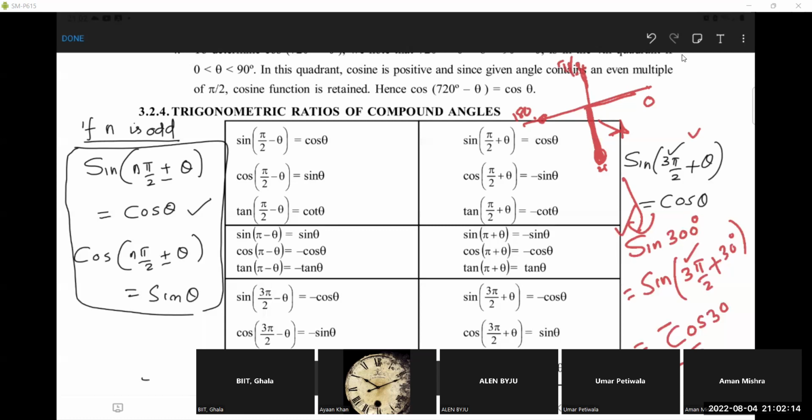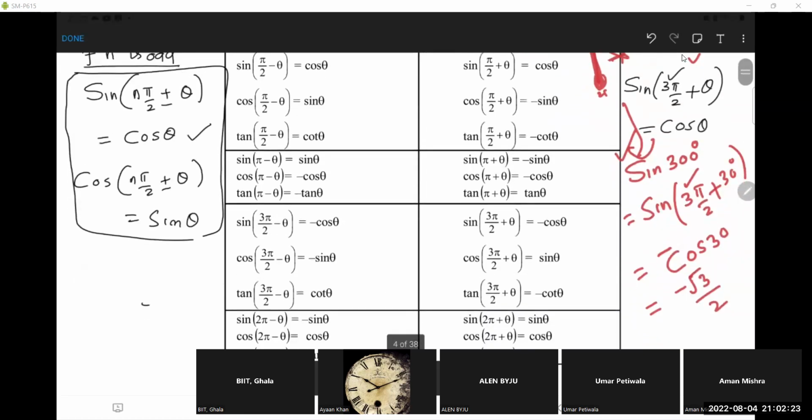Can you explain how we got minus root 3 by 2? Minus, meaning 3 pi by 2. So look at our circle here. This is 0. This is pi by 2. Initially I am here. After a 90 degree rotation, my position is here. After a 180 rotation, my position is here. That means this is 2 pi by 2. 2 pi by 2 means pi.